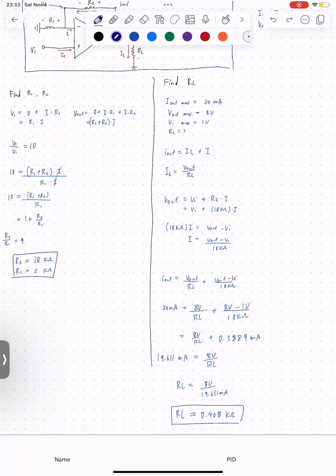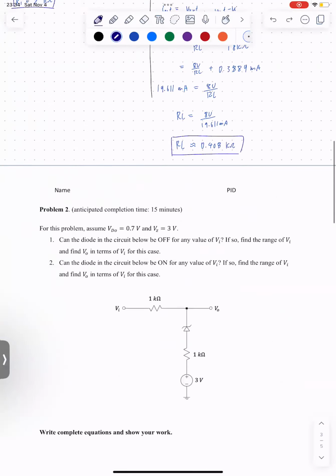Once again, for question 1, our thinking was to first find R1 and R2 so we can create this amplifier. We can amplify the signal 10 times, and then find RL that limits it at positive and negative 8 volts, since we use I out in accordance with IL. Sorry, I out, not IL. Okay, so that's question 1.